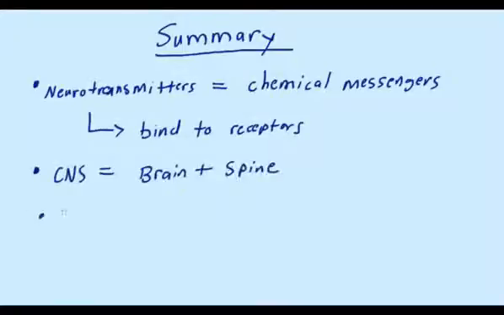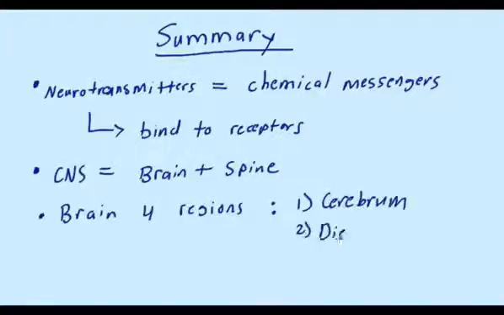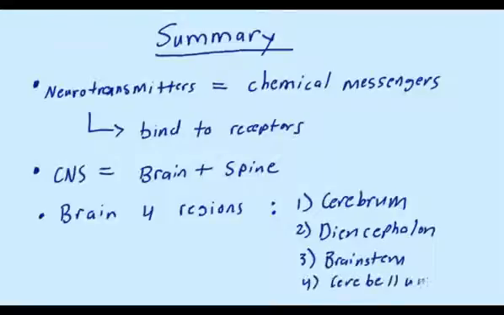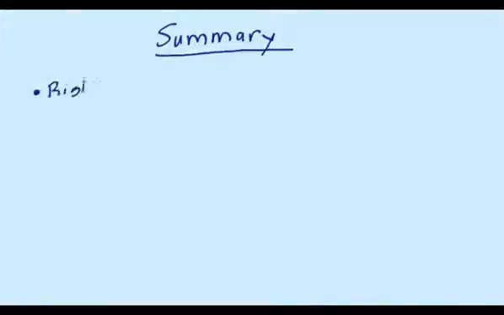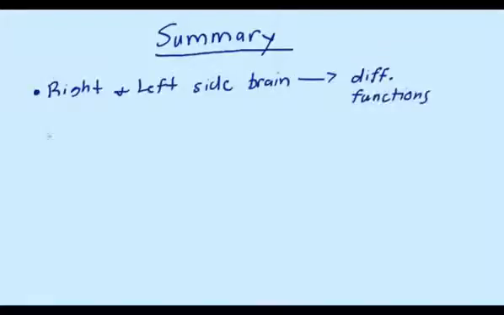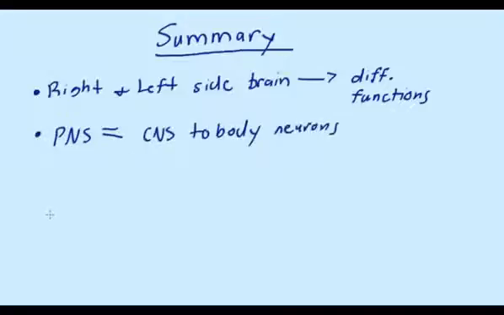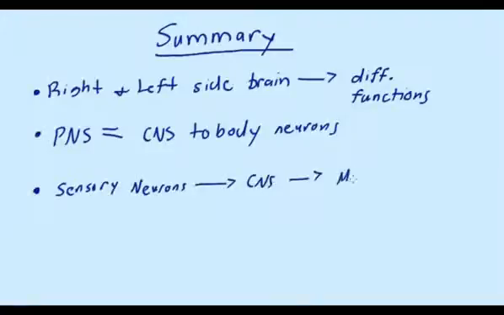The CNS includes the brain and spinal cord, and the brain has 4 regions. Remember, it has the cerebrum, the diencephalon, the brainstem, and the cerebellum. So now we have the right and left sides of the brain, and as you know, each of them has different functions. The peripheral nervous system connects the CNS, or central nervous system, to the body. Messages are transmitted from the sensory neurons to the central nervous system to the motor neurons.